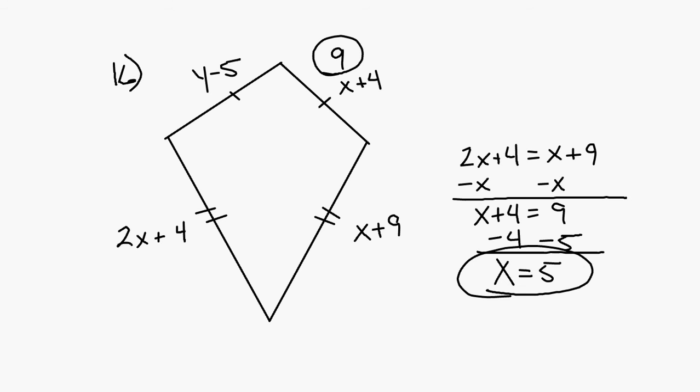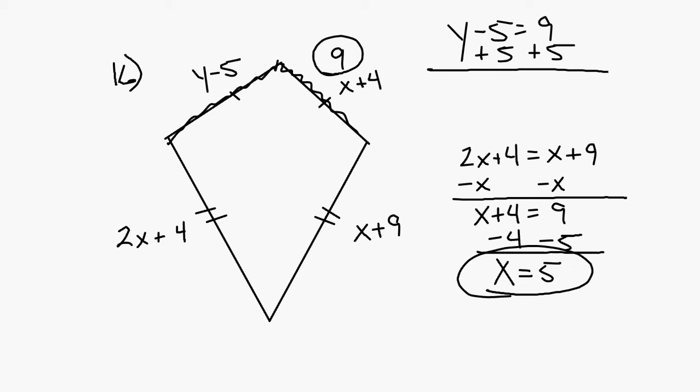For the y, well, what does this side have to equal? It's the same as this side, right? So y minus 5 is equal to 9. And you can add 5 to each side. And y has to equal 14. So your x is equal to 5 and your y is equal to 14.